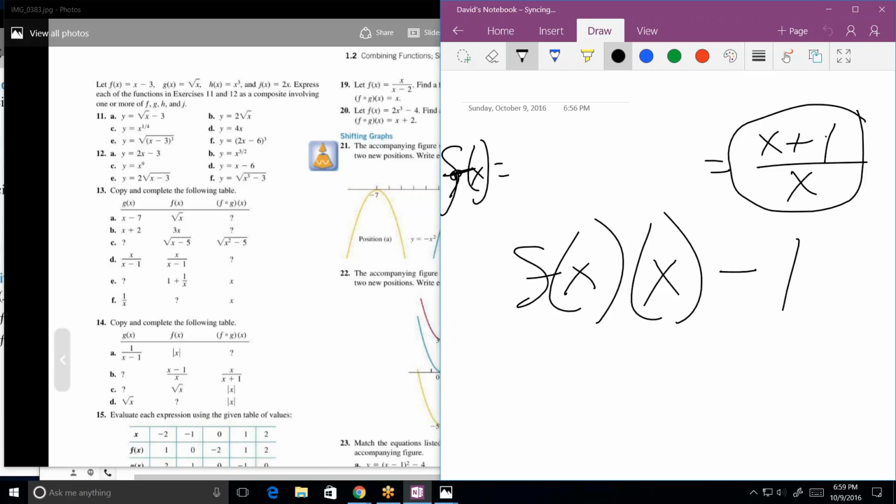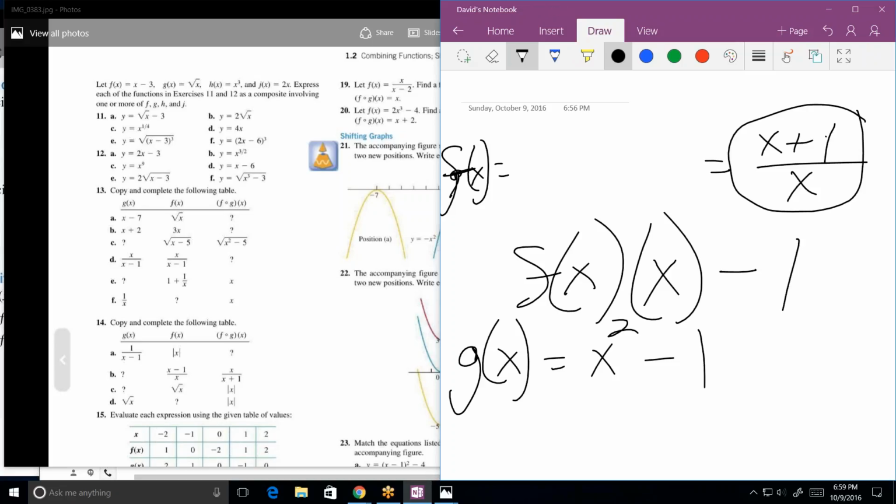Okay, f of x is this. If I multiply this by x, it gets rid of the x at the bottom. If I subtract 1 from it, I'm left with x. So that produces this. So what must g of x be? About g of x is x squared minus 1.